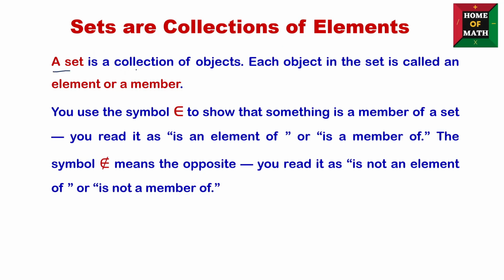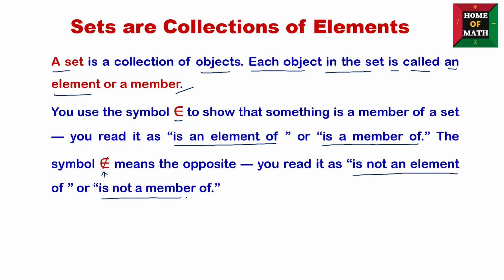A set is a collection of objects. Each object in the set is called an element or a member. You use the symbol epsilon to show that something is a member of a set. You can read this as "is an element of" or "is a member of." The symbol not epsilon means the opposite. It means it's not an element or not a member of.